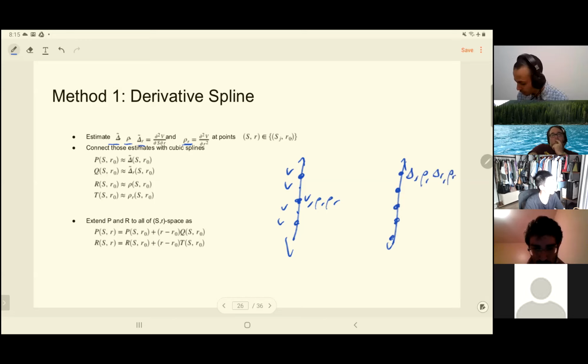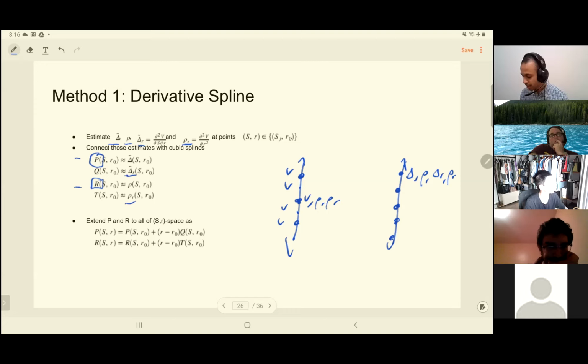And then what we'll do is we'll make 2 splines. One spline P, which does essentially the same thing that we did before with V along that line of constant R0, but now instead we'll do it just for delta directly using these cluster samples. The other thing that we'll do is create the second spline R that just estimates rho directly from the cluster samples along this line of changing S and fixed R naught. And then we also do the same thing again for delta sub R and rho sub R.